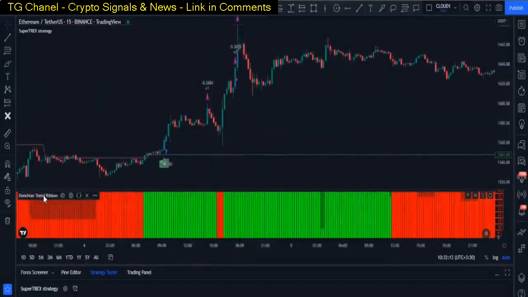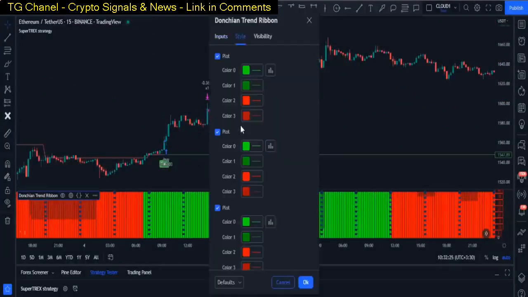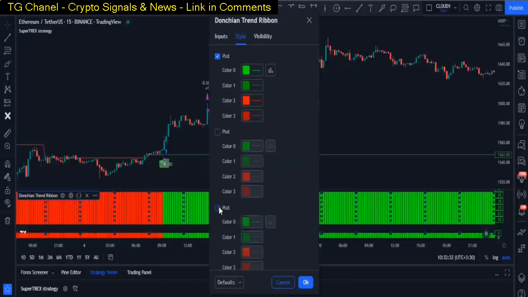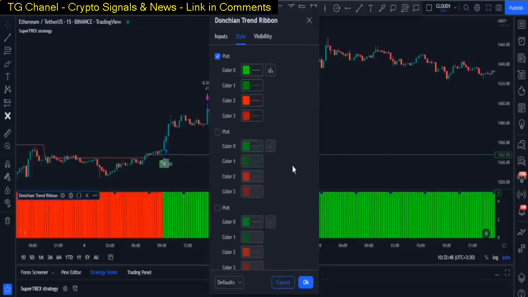In the settings of this indicator and in the Inputs tab, I changed the period of this indicator to 100 from 20. Next, in the style section, I disable all the other plot options except the first one. Just follow my steps. Now I can close the tab.